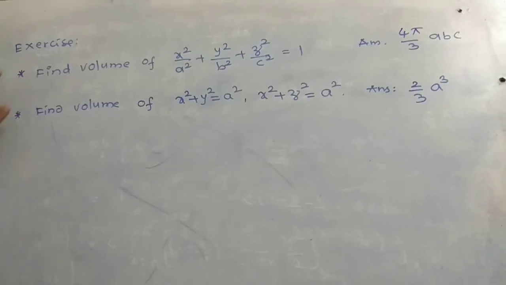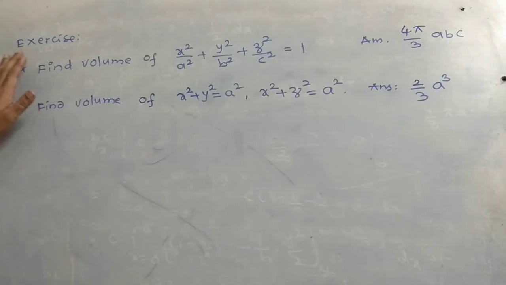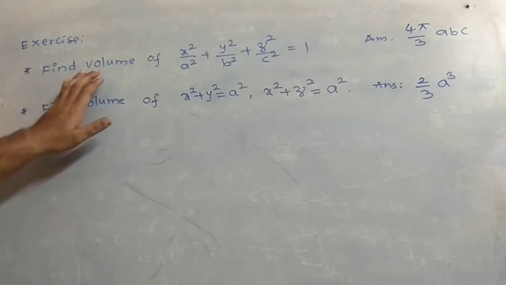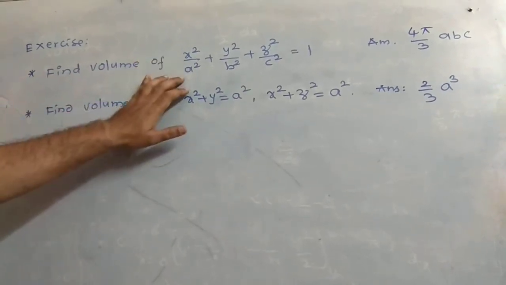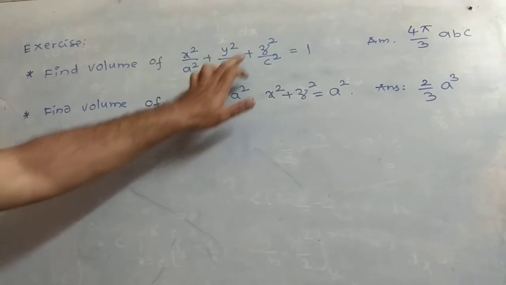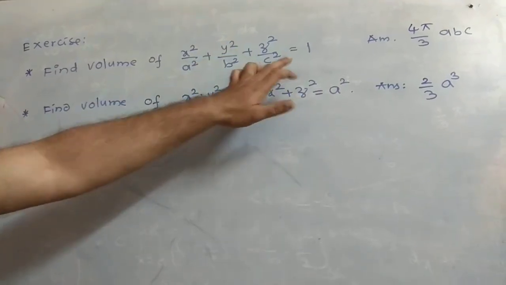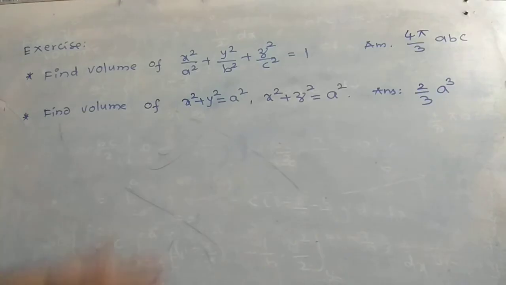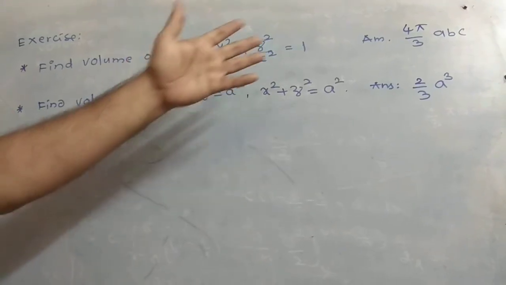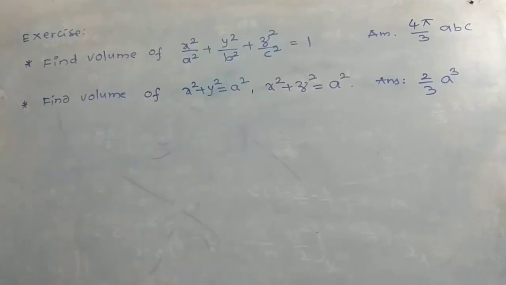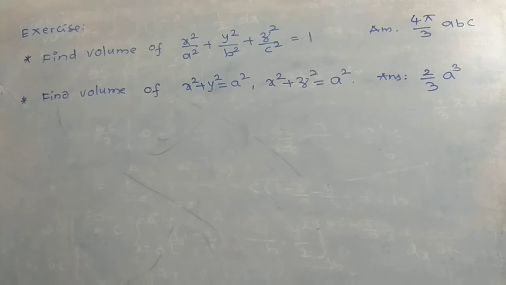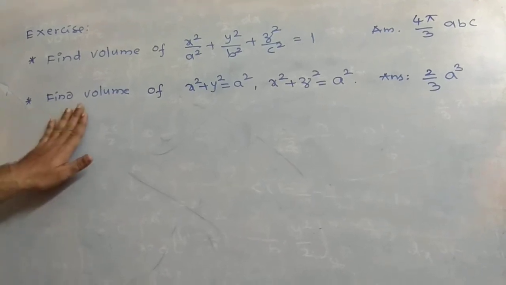Now let us have certain exercise problems to find out the volume by triple integral. Find the volume of x square by a square plus y square by b square plus z square by c square equal to 1. Same procedure. Find out the x, y, z limits, and directly you will get the answer is 4 pi by 3 into abc. Similarly, I am giving you one more different problem.